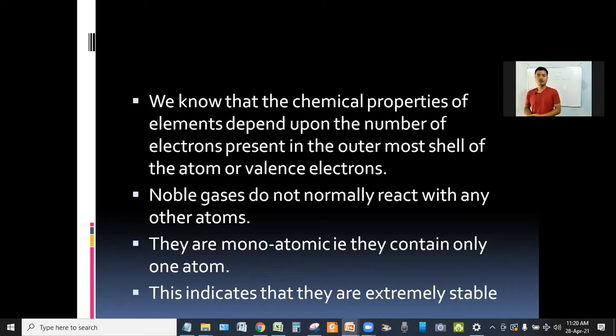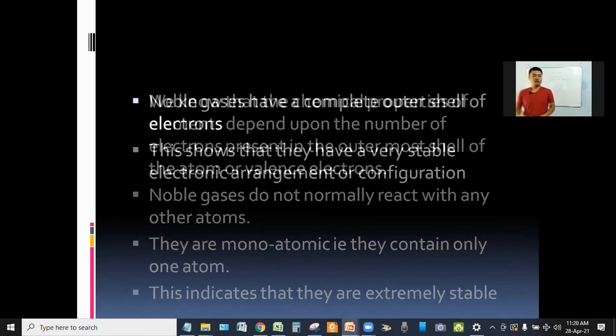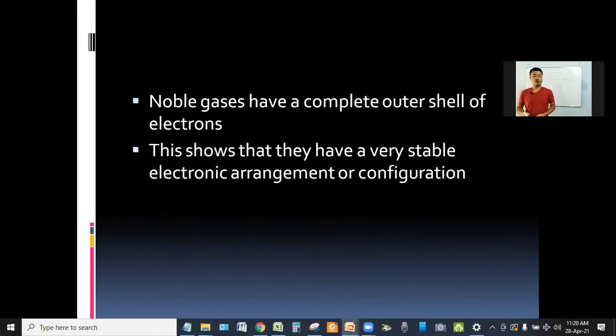That is why these noble gases are monoatomic. That means only one atom. They can exist as only one atom. Noble gases have a complete outer shell of electrons. This shows that they have a very stable electronic arrangement or configuration. When we say electronic arrangement or electronic configuration, it means the arrangement of electrons in the shells of an atom. Configuration means arrangement. Electronic means for electrons.